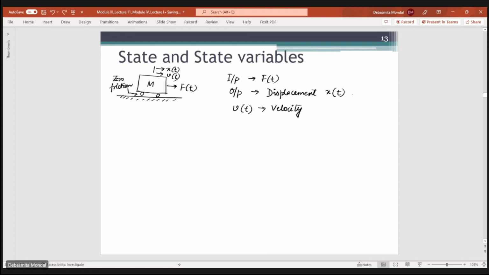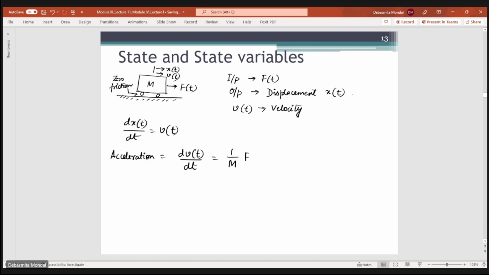So v(t) is the velocity of this mass. Now if you write the differential equations for this system, you can write that dx(t)/dt is equal to v(t), the derivative of the displacement is equal to v(t). And for the acceleration, the acceleration will be equal to dv(t)/dt, right? So that is equal to 1 by m into f(t).